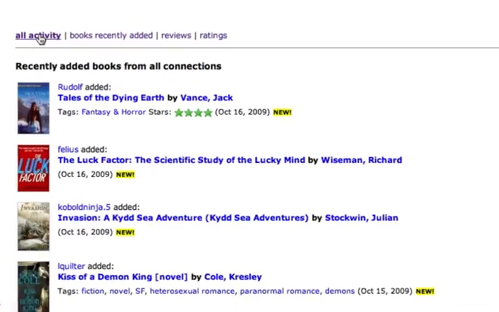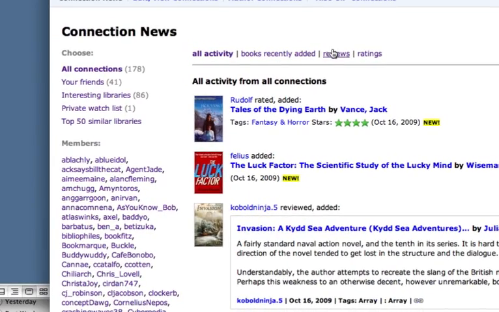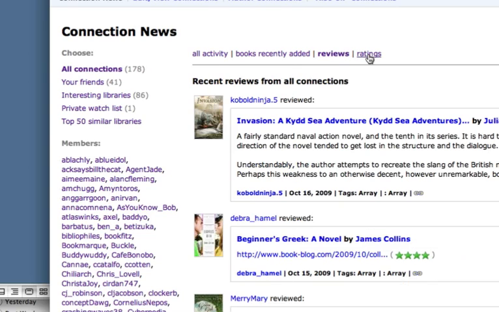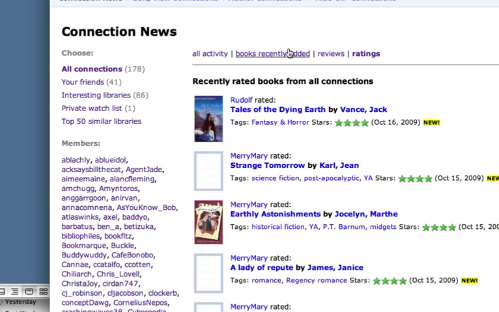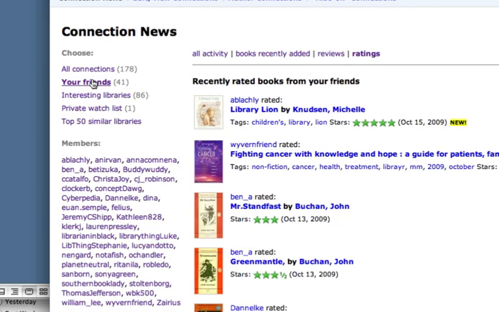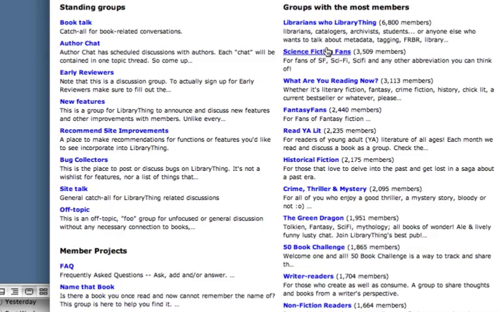Here we have a feature called Connection News. So these are all of my friends and interesting libraries and other people. What are they doing? Are they adding books? What are they reviewing? What are they rating books? And I can follow them. I can get an RSS feed. It's a great way to keep on top of what my friends are thinking and doing.